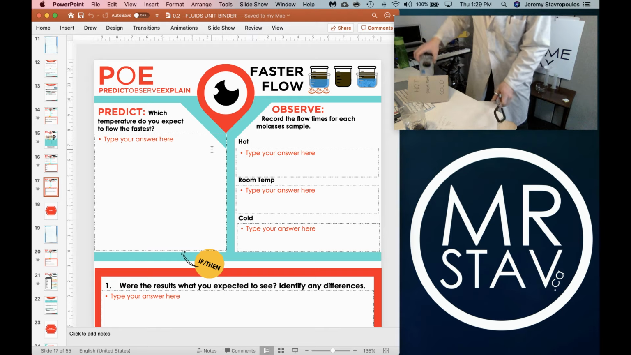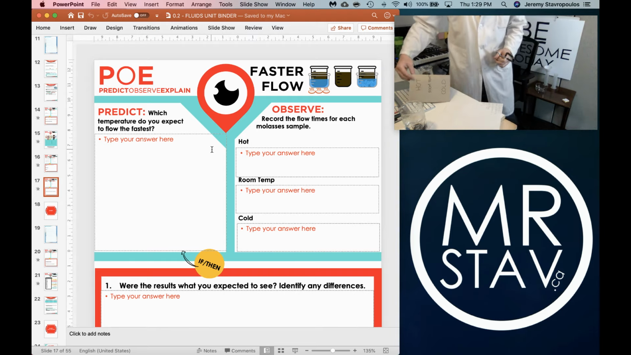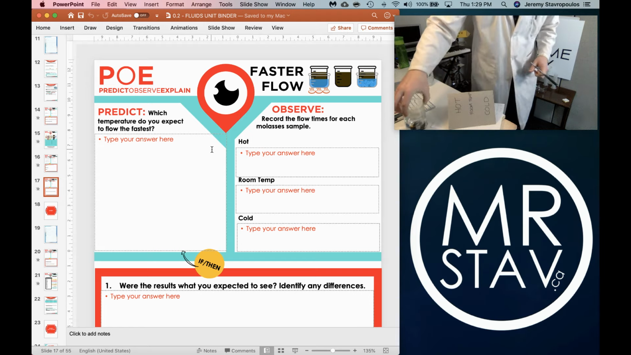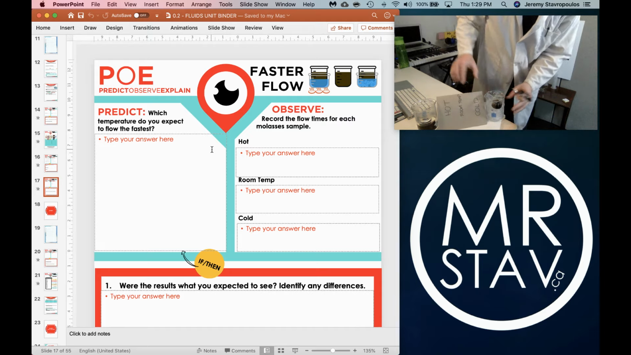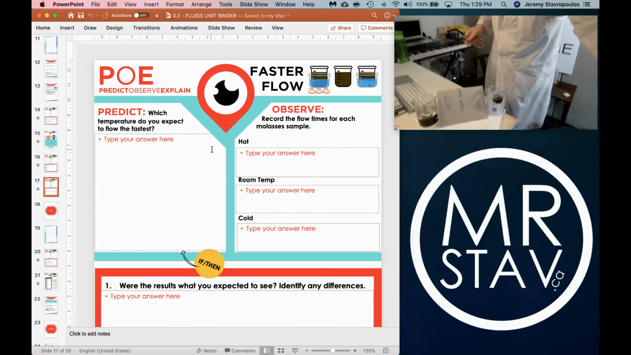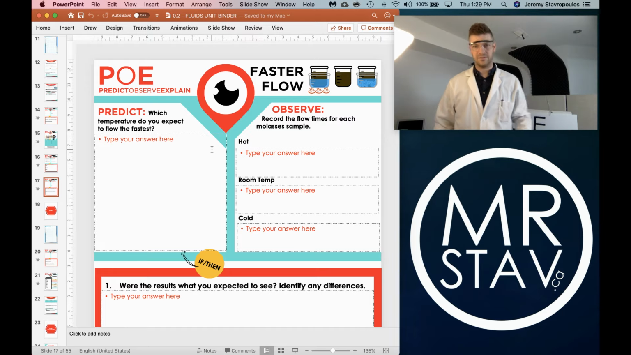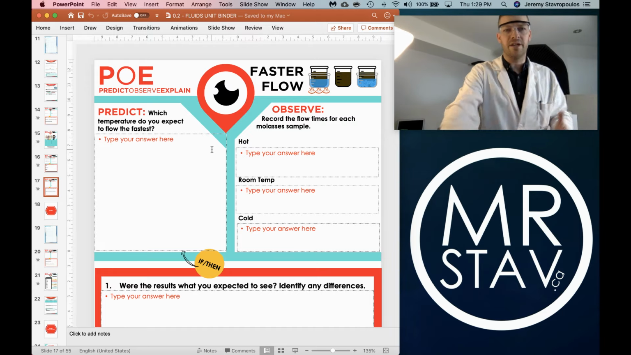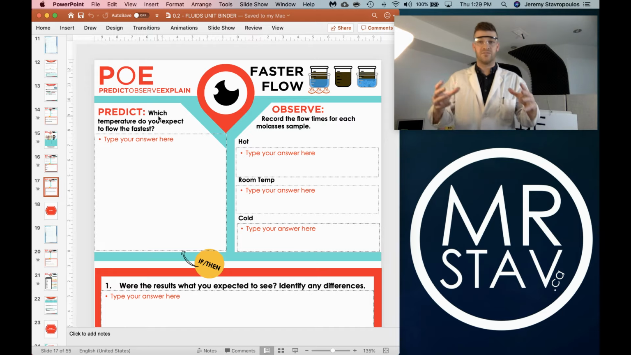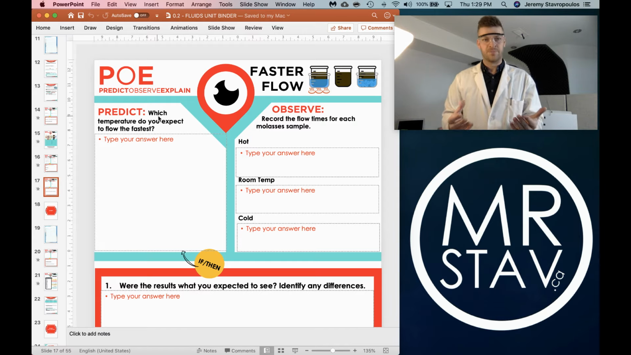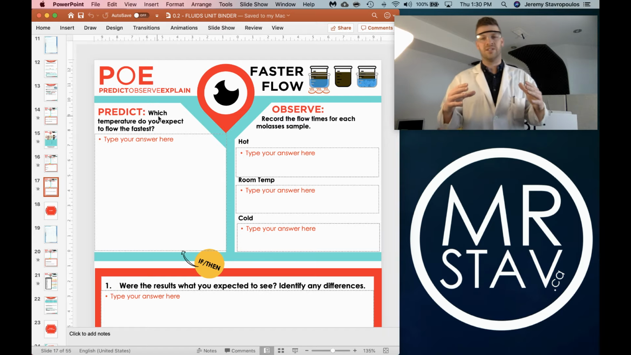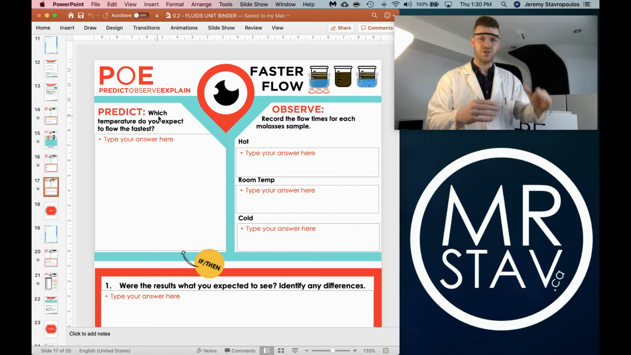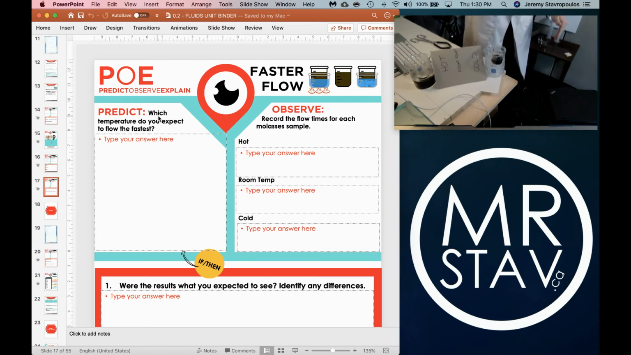What you need to do now is make a prediction. We have the hot, we have the cold, and we'll have a room temperature, which I'll pour directly from the bottle. Which temperature do you expect to flow down this cardboard the fastest, and which one do you expect to be the slowest? Rank them in order. Write your order in the chat, and I'll get my camera all set up.